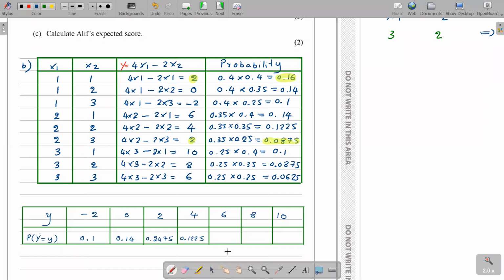Okay, when y equals 4, we have only one, which is 0.1225. For y equals 6, we have two possibilities, right? So you have to add the probabilities of both of these possibilities, 0.14 with 0.0625. How much is it? 0.2025. And then when y equals 8, there's only one possibility, which is 0.0875. For y equals 10, also there's only one possibility, which is 0.1.